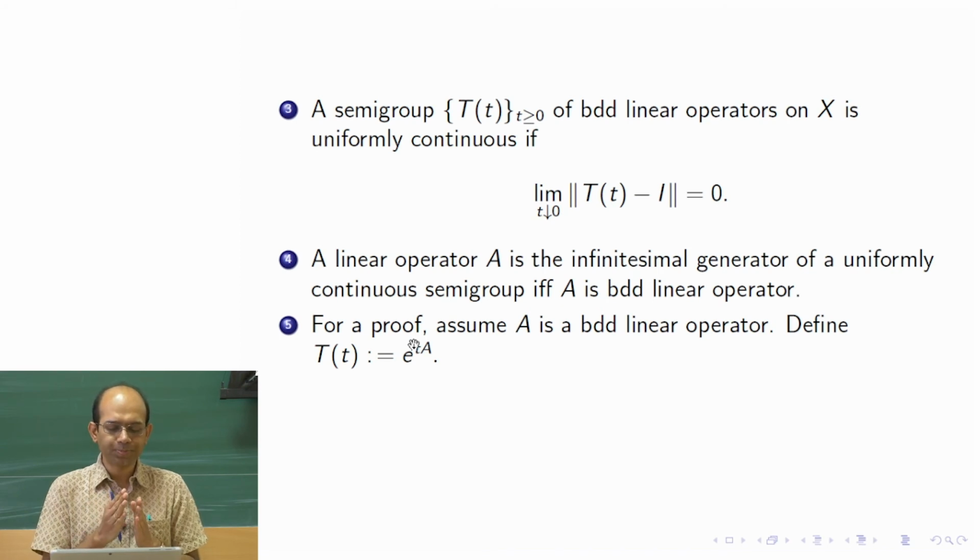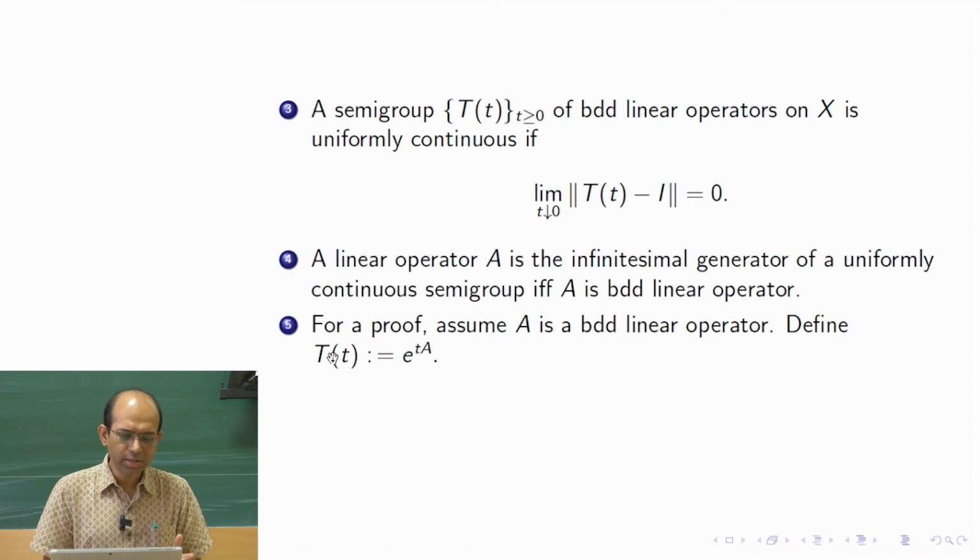So e to the power A could be defined as the limit of I plus A plus half A squared plus 1 by 3 factorial A to the power 3, plus etc. These series converge, because if you take the norm, it would converge since this is a bounded operator. So the limit I can always define. This is a well defined thing, so using that we can define this semigroup.